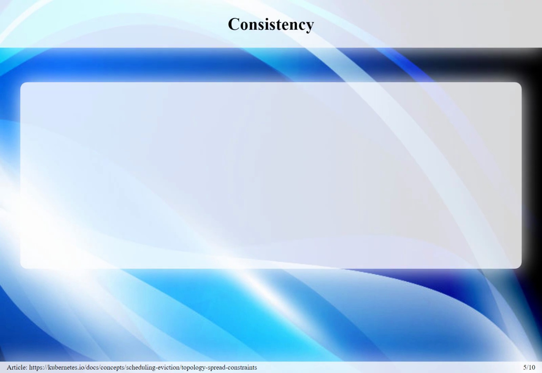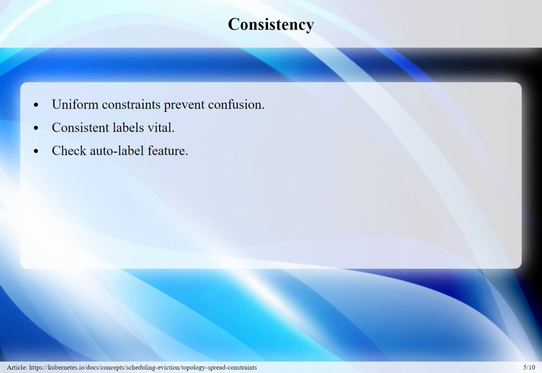Consistency. Set uniform pod topology constraints for all groups. Deployments usually handle this automatically. Mixing constraints can confuse Kubernetes. Consistent labeling of nodes in a group is crucial. This ensures everything works seamlessly without manual intervention. Clusters often auto-label nodes to help manage resources better. Verify your cluster's auto-label feature.